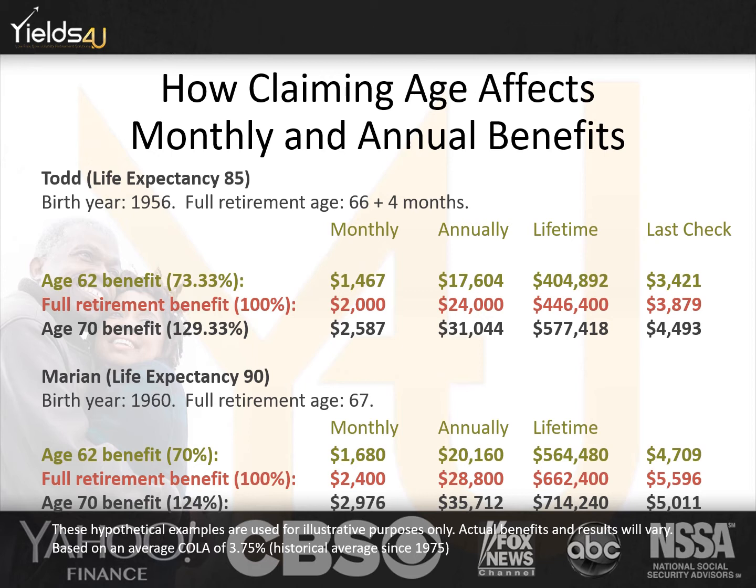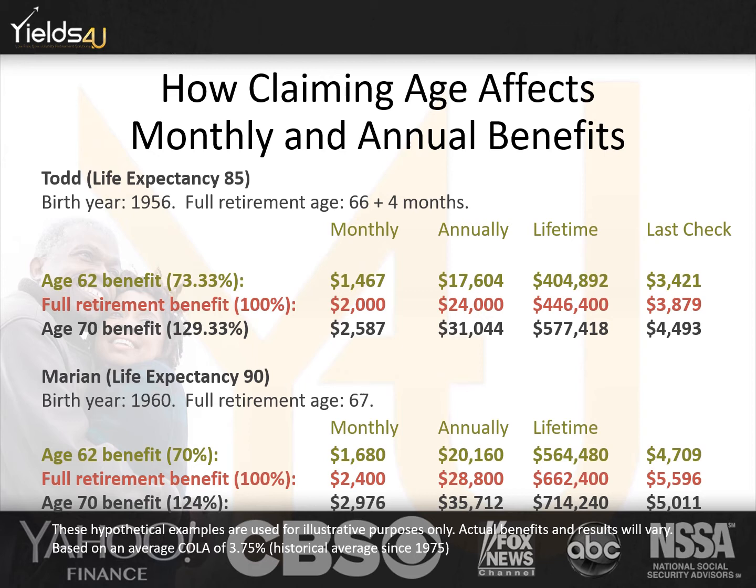However, if Todd were to have delayed retirement until age 70, his monthly check would have increased by $587, but his lifetime benefit would have increased by $170,000. The reason for the stark difference is not only because each month Todd is getting an extra $587. That's not enough to account for that difference.